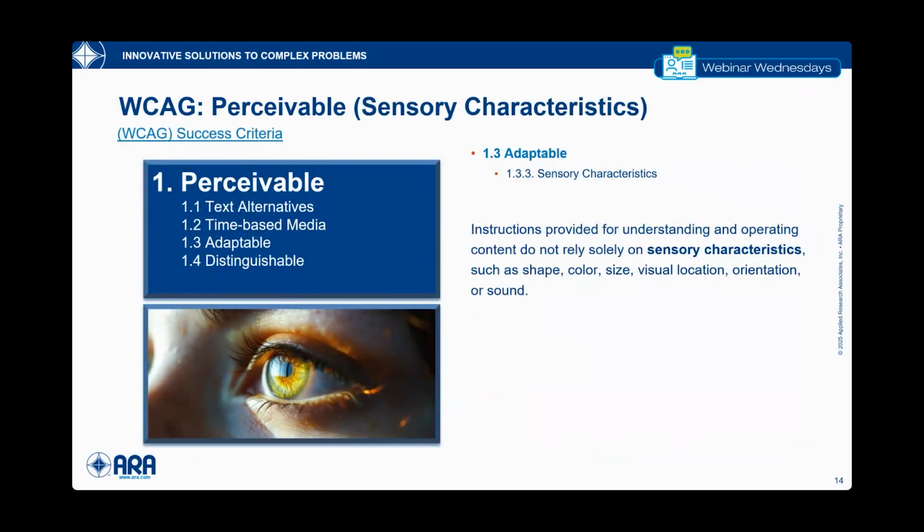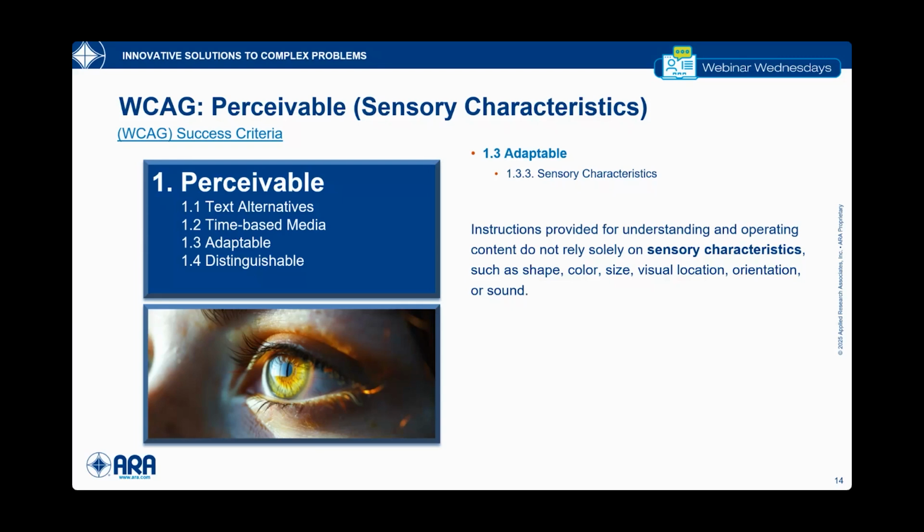The next guideline for testing communication to see if it's perceivable pertains to sensory characteristics, such as shape, color, size, visual location, orientation, or sound. When you're giving instructions, be mindful of someone who can't differentiate color or maybe can't see at all. If the caption under the photo says something like, the state's highlighted in green, or if you provide instructions and refer to an object on the left or the object on the right, that information has no meaning to someone who can't see. Instructions or descriptions like these require the reader to use sensory characteristics to interpret the meaning.